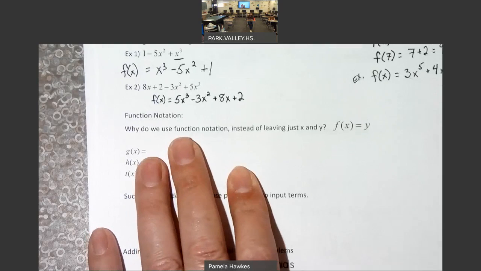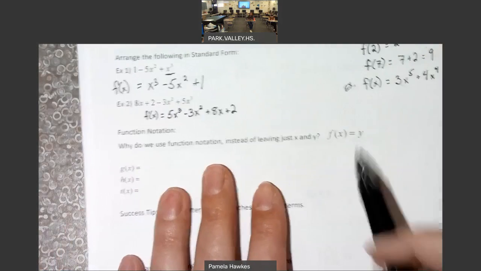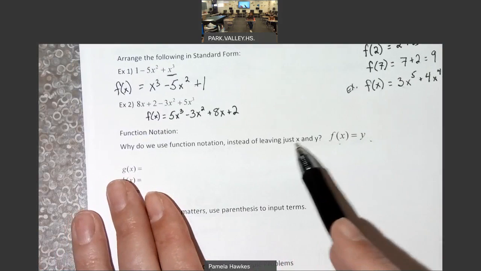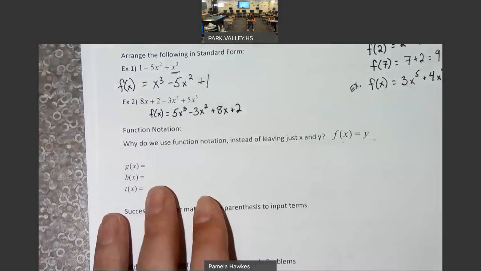All right, so here we go. Function notation. We already talked about function notation with Mrs. Judy and graduating from f of x equals y. So why do we use function notation instead of just leaving x and y? Anybody know the answer to that?